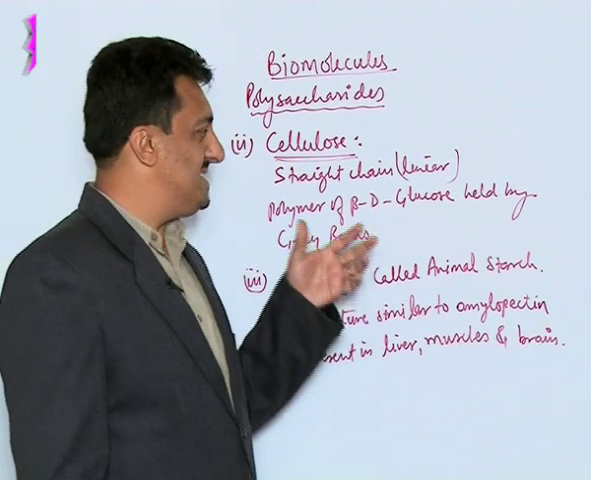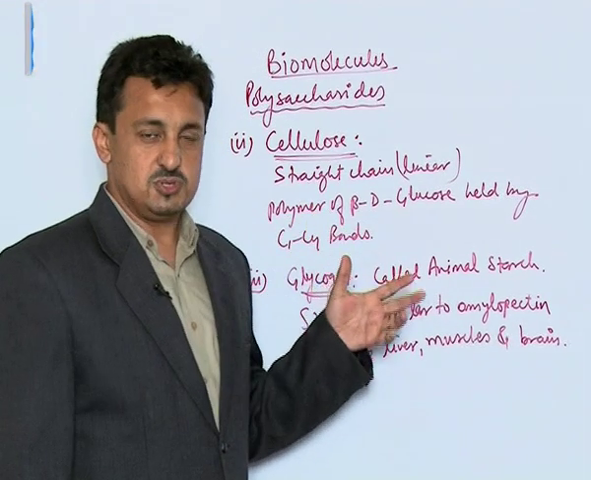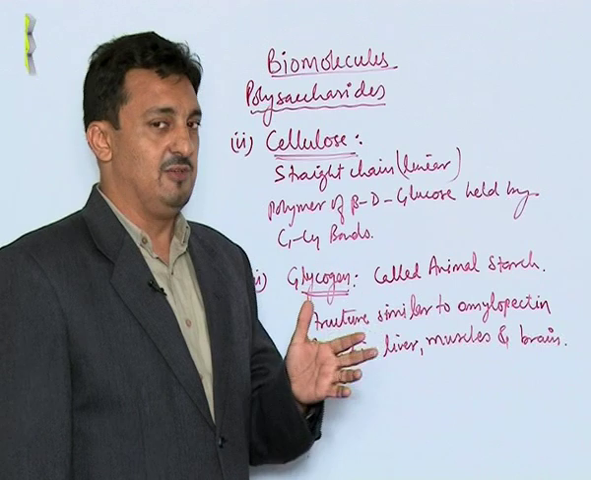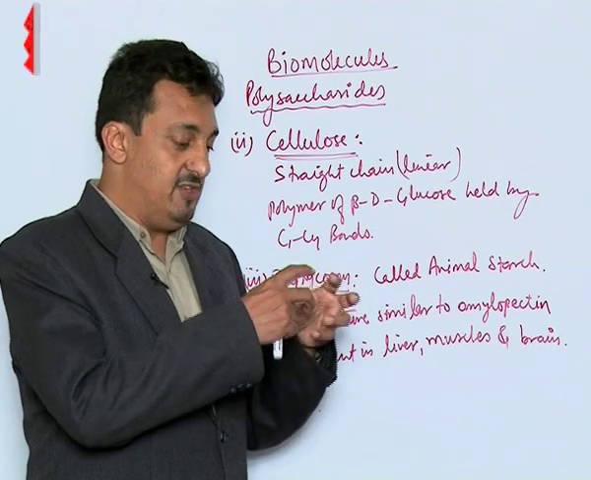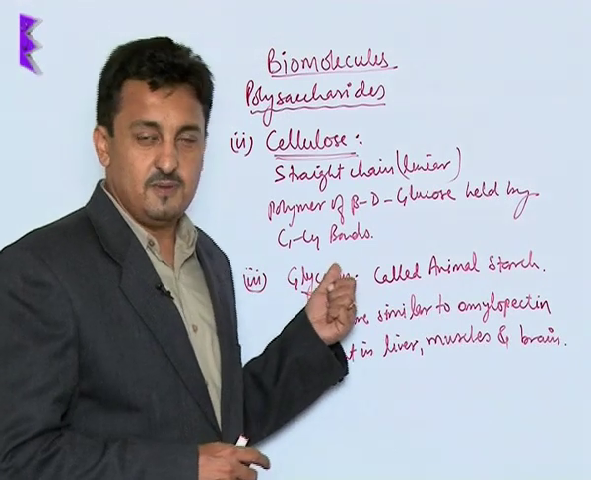Cellulose basically is a straight chain or linear polymer of beta D glucose. So that's the basic difference. Starch is a polymer of alpha glucose, whereas cellulose is a polymer of beta glucose. And in it, we find the units are held by C1-C4 glycosidic linkages or bonds.